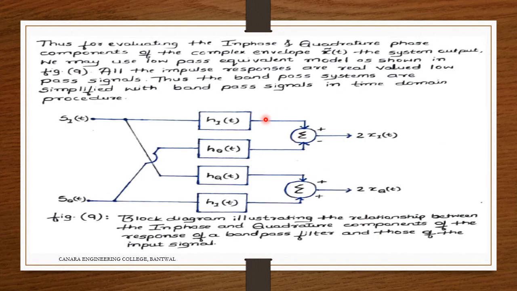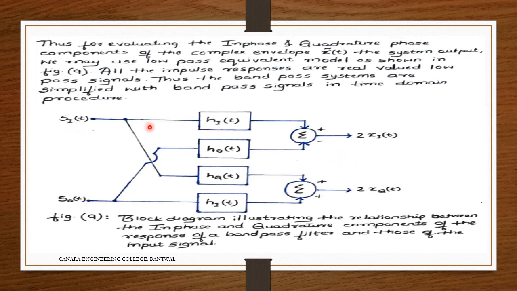Again, we go for this kind of manipulation. Looking at this diagram, for evaluating the in-phase and quadrature-phase components of the complex envelope x cap of t, the system output, we may use the low-pass equivalent model as shown here. This is the figure. All the impulse responses are real-valued low-pass signals. Thus the bandpass system is simplified with the bandpass signals in the time domain procedure. So this is finally the time domain procedure.